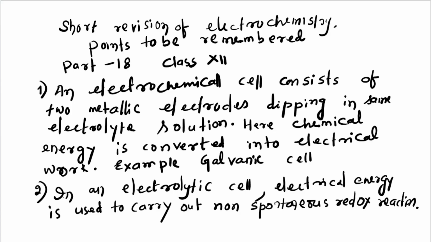Now it is a short revision of electrochemistry, and here the topic is points to be remembered. What does that mean? After studying the whole chapter on electrochemistry, what are the main facts, the main points to be remembered? That is what I want to discuss. This is part 18, for class 12. So, what are the main points? I am going to start from the beginning of the chapter.